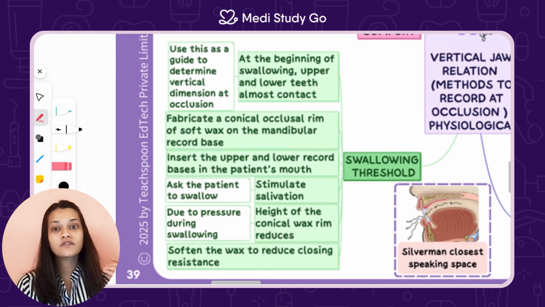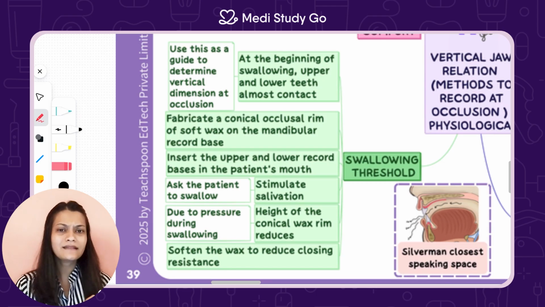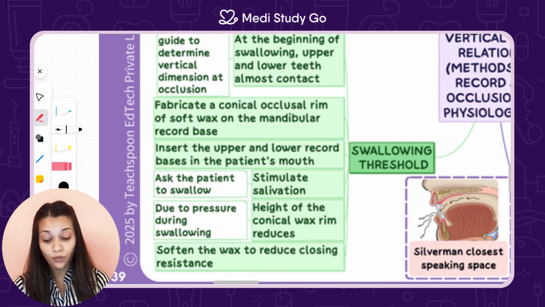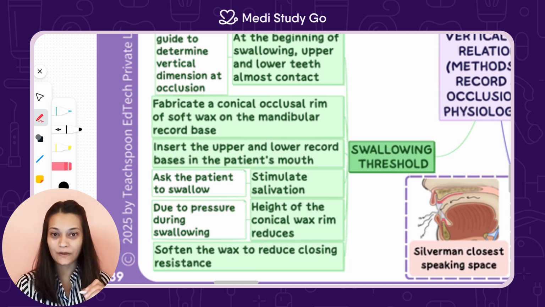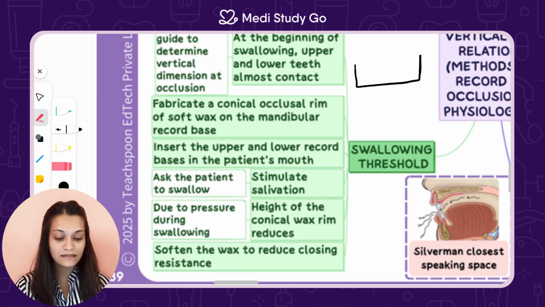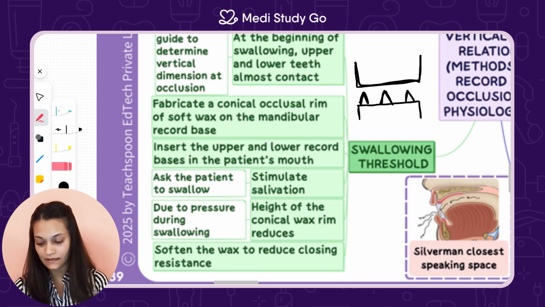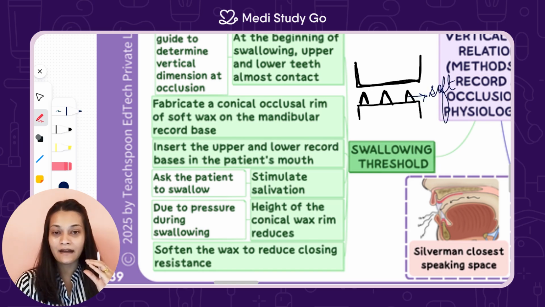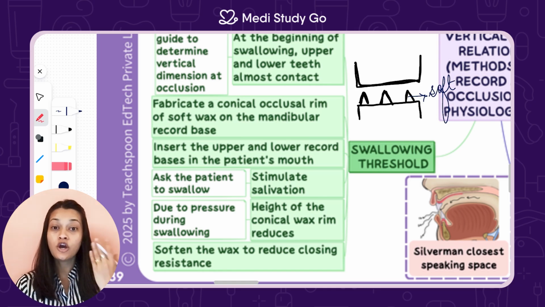Talking about the swallowing threshold now. It is when your teeth are just about to begin to touch. So what you do is you take soft wax, okay, and you put it onto your mandibular rim. So your maxillary rim has the modeling wax, but the mandibular rim has lesser wax and it has a conical soft wax that is placed. This soft wax has the potential of decreasing in height when pressure is applied. So what you do, you just ask the patient to swallow.